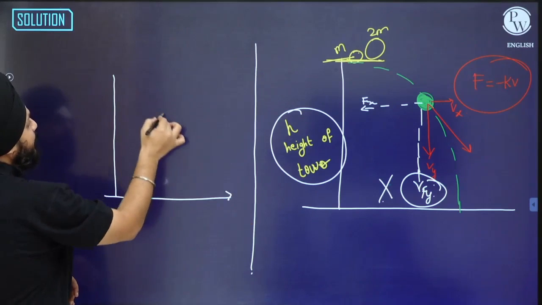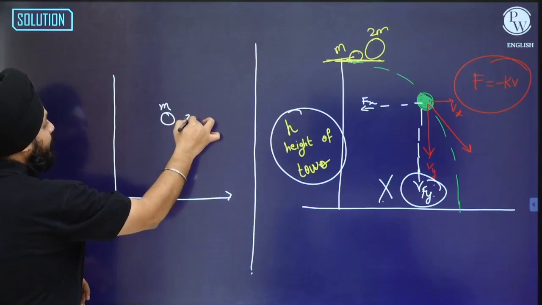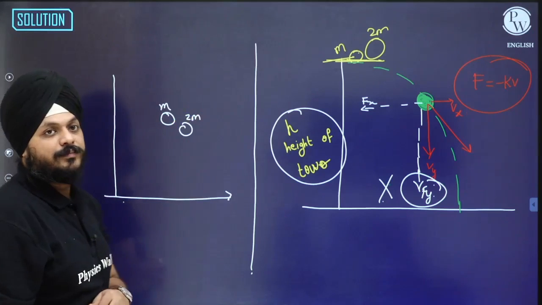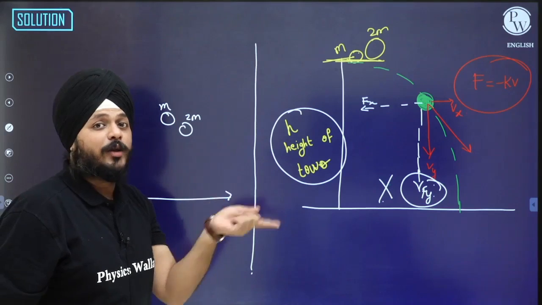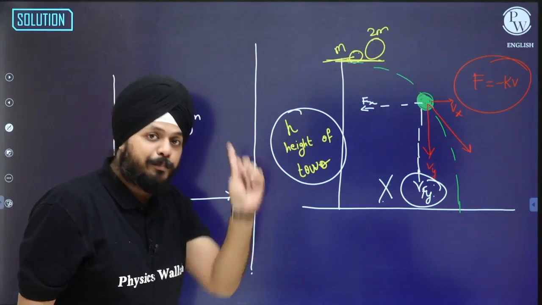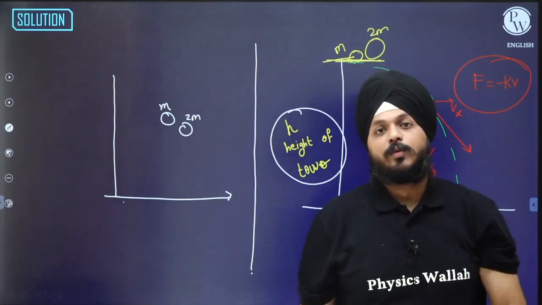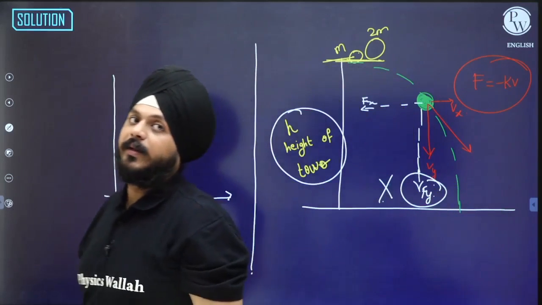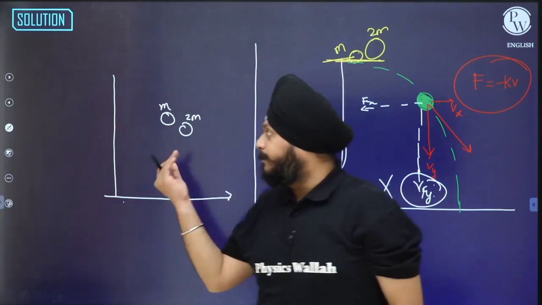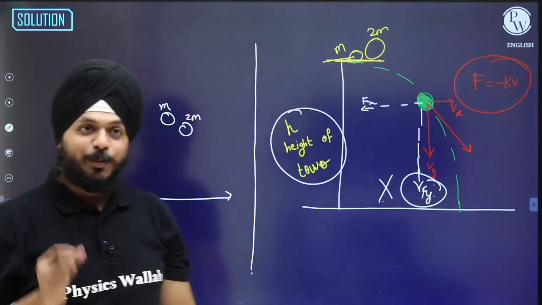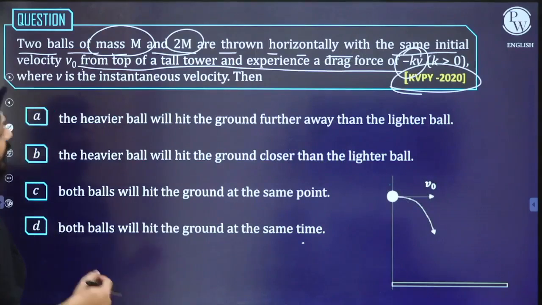So suppose m is thrown, and suppose 2m is thrown. The drag force will act on m and 2m both, but on which particle will it act more? Either it will act more on m or on 2m, two possibilities. So let's reach the conclusion.